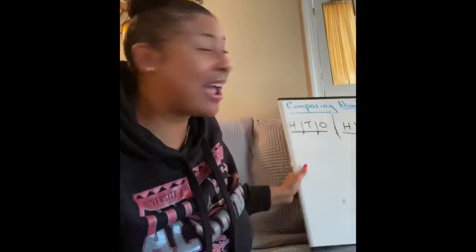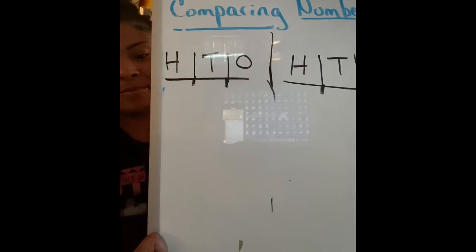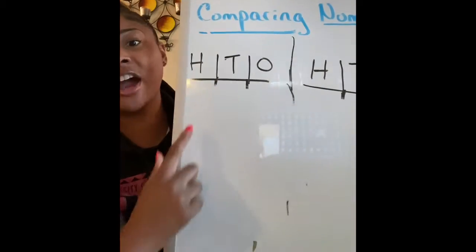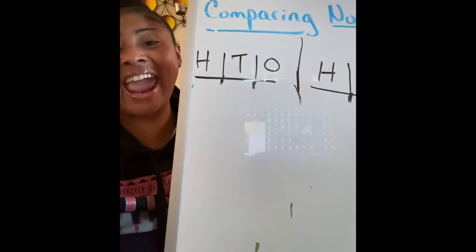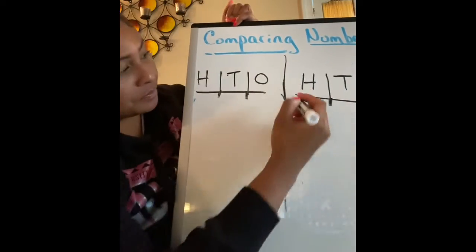So let's get started. In order for us to compare numbers, the first thing I want us to do is represent our numbers using place value discs. Well, let me ask you this. Where do place value discs belong? That's right, on a place value chart. So Miss Samuels whipped up two place value charts. Okay, I have my hundreds place, my tens, and my ones. So we're going to compare the numbers.